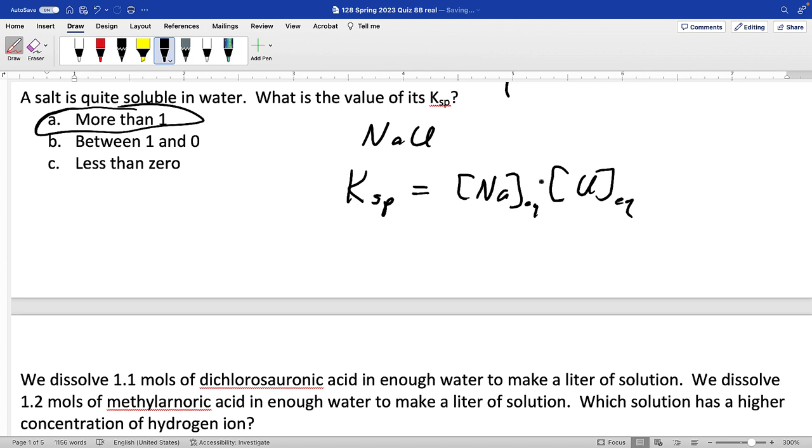If you have a salt that's insoluble, at equilibrium, these numbers can be tiny. They can be micromolar or millimolar. So you're going to end up with a Ksp that's less than one.